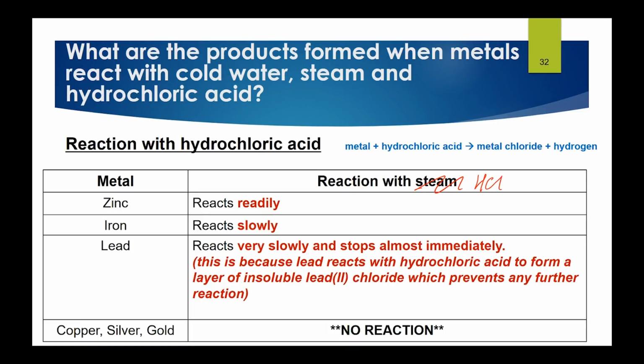This lead(II) chloride pretty much acts like the aluminum oxide in the sense that it protects and prevents any further reaction from happening to the metal itself. As a result, it seems like there's no reaction at all. So this is something for you to take note of. And once again, we see that copper, silver, and gold have no reactions again.